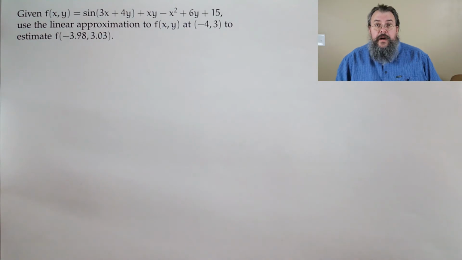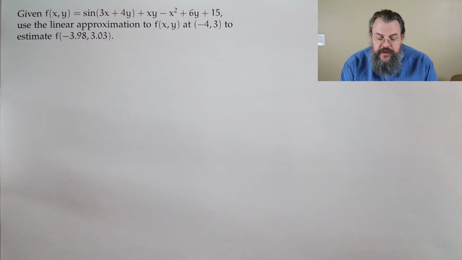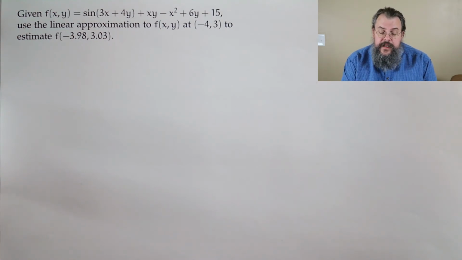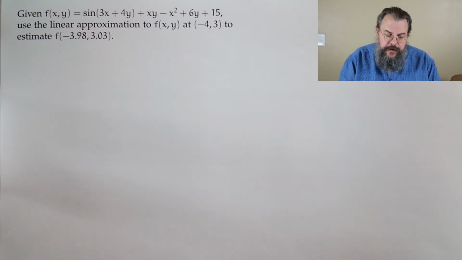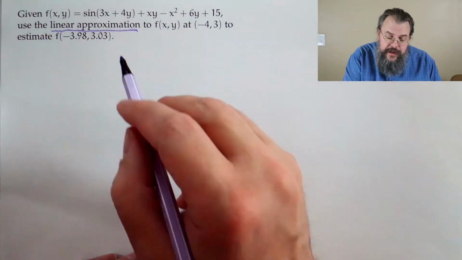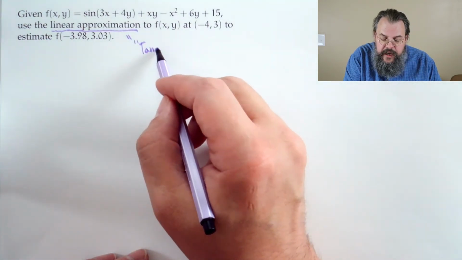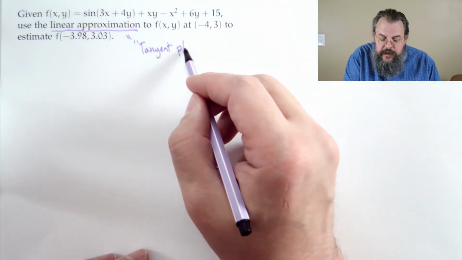Given f of x, y is sine of 3x plus 4y plus x times y minus x squared plus 6y plus 15. Use linear approximation to f of x, y at the point -4, 3 to estimate f of -3.98, 3.03. Now, we see the word linear approximation. If you're not comfortable with that phrase, just mentally say, okay, this really is just another way of saying tangent. In our case, tangent plane.